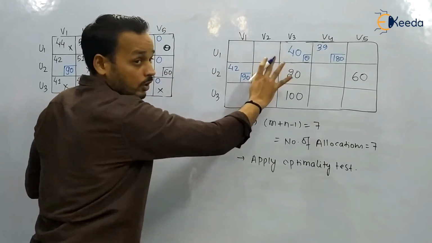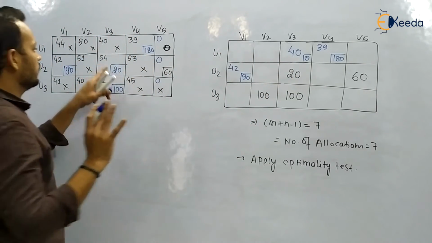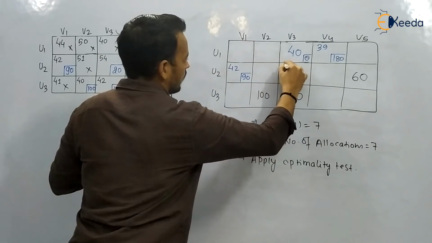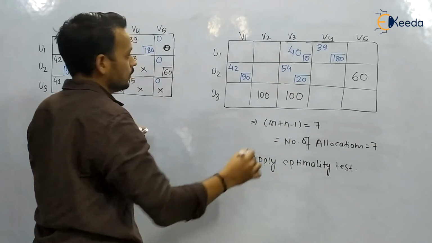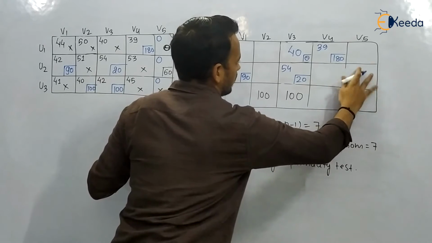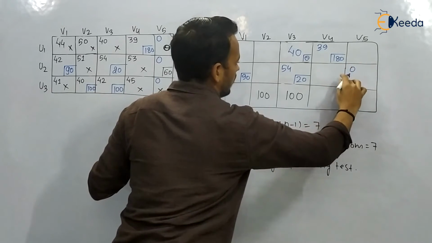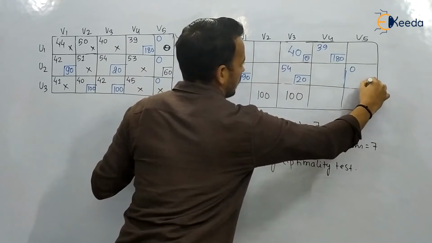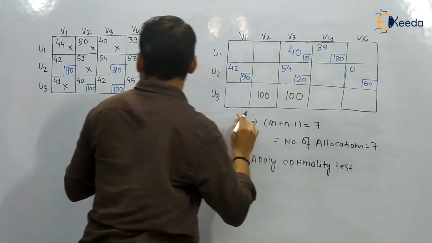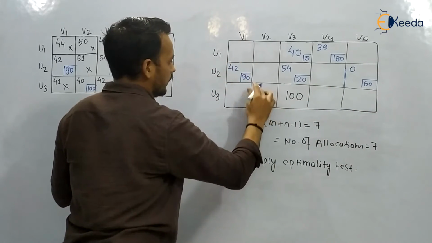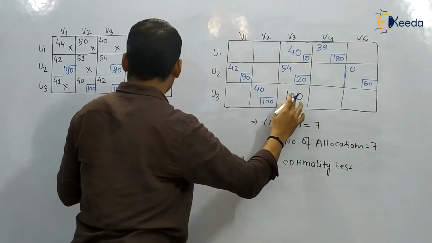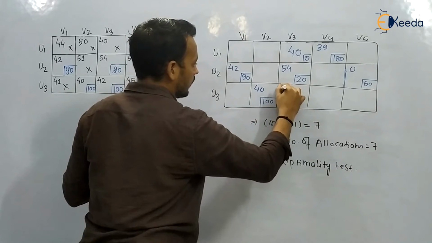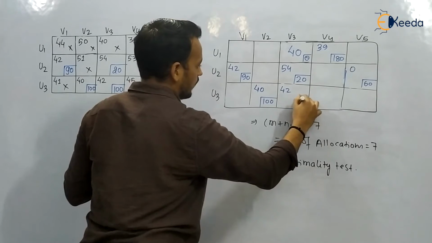Now this will become the original cost cell matrix. Here it is 54 and 20. Now it is 0 and 60. Here we have got 40 and 100. Here we have got 42 and 100.